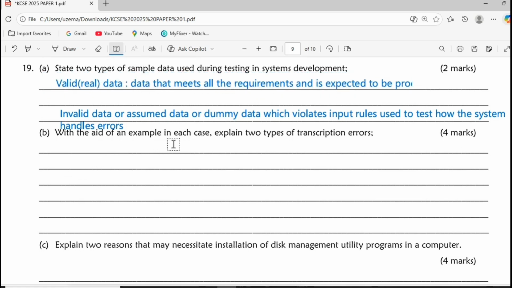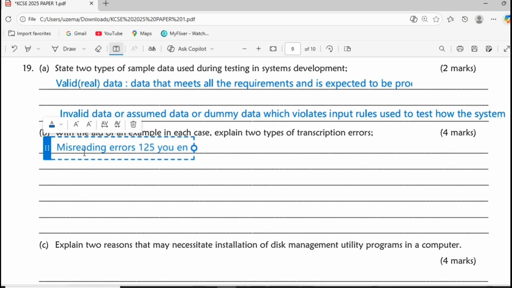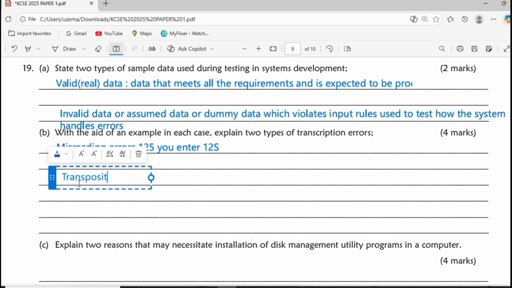Next, part B, an example of each type of transcription error. Giving an example, we have misreading errors. For example, if you have a number like 125 and instead you type 1, 2 with an S, 5, you read it as an S. That is what we are calling misreading numbers.